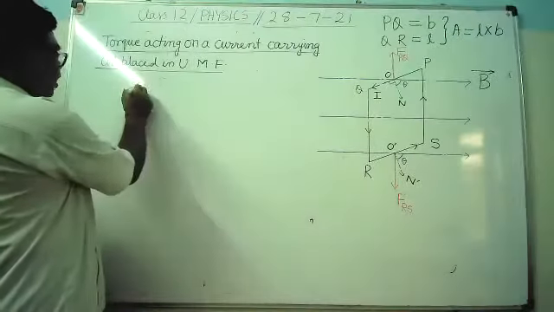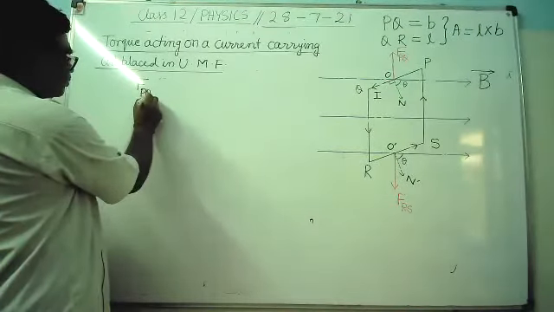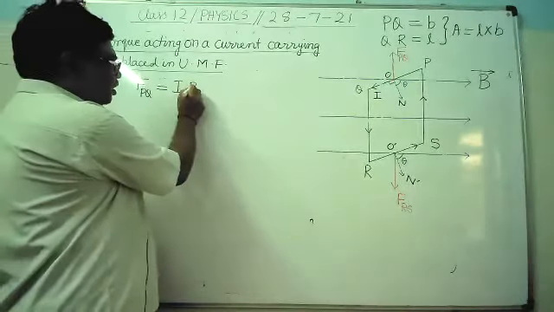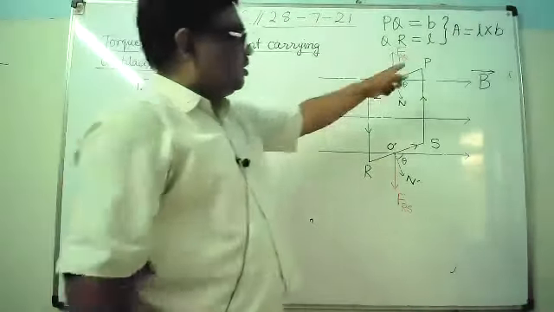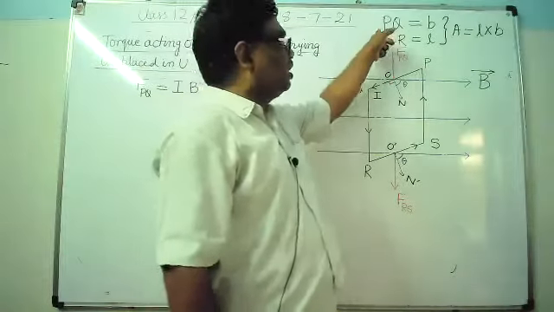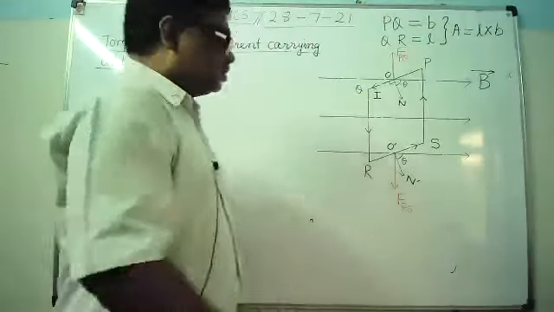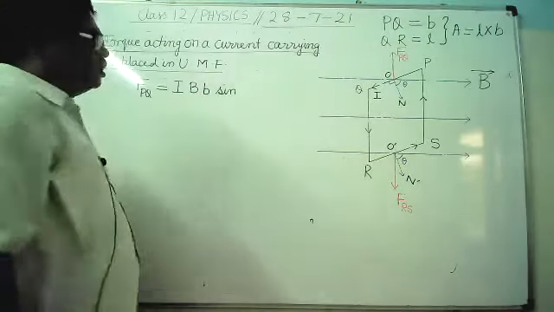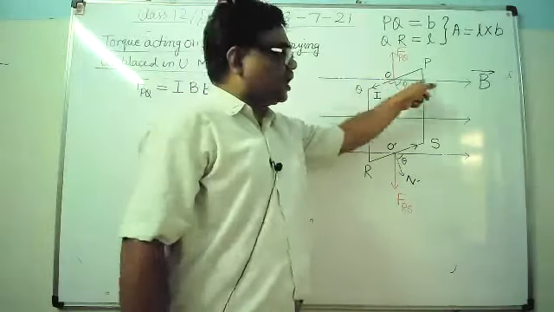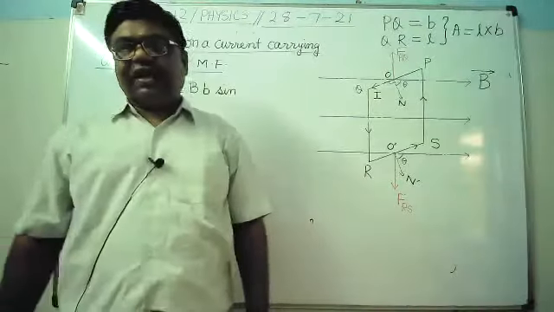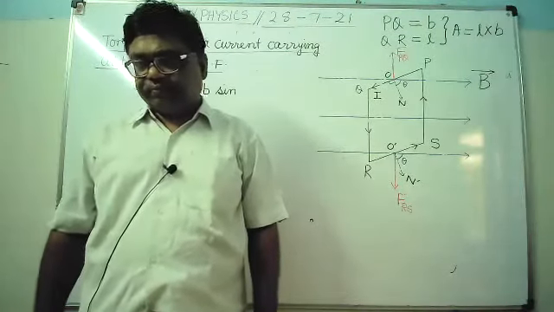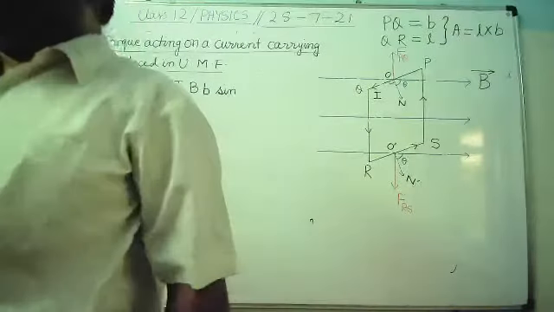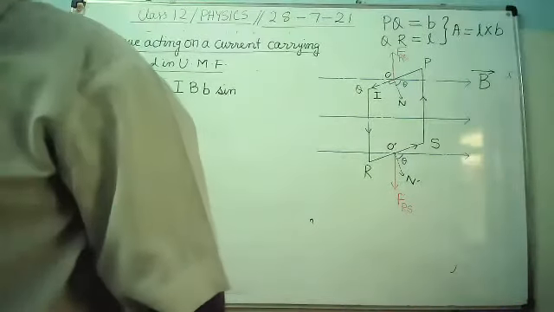So see here, what is the force on the PQ segment? It is carrying current I placed in the magnetic field B. What is its length? Length of PQ I have taken equal to b. It is equal to b. Sine of the angle between the direction of current and the direction of the magnetic field. What is the angle here? Who can tell? Ishika Trivedi. What will be the angle between the direction of current and the direction of the magnetic field?